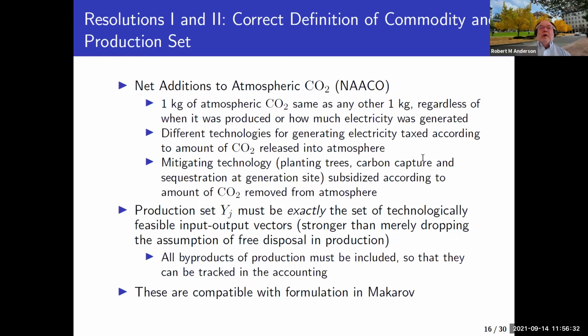So how are we going to resolve these problems? I've got two resolutions in this paper. The first is the correct definition of the commodity and of the production set. What's our definition of the BAD in question? It's CO2, but it's in fact net additions to atmospheric CO2, which we abbreviate NACO. A kilogram of atmospheric CO2 is the same as any other one, regardless of when it was produced or how much electricity was generated.